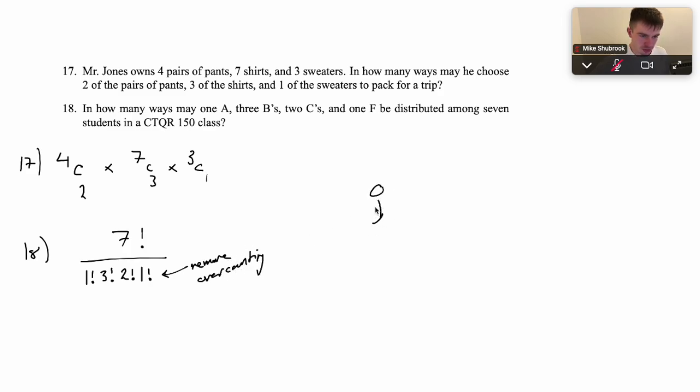And this is essentially just because person 1 getting a B and person 2 getting a B is the same as person 2 getting a B and person 1 getting a B. Right, we don't need to count this situation twice.